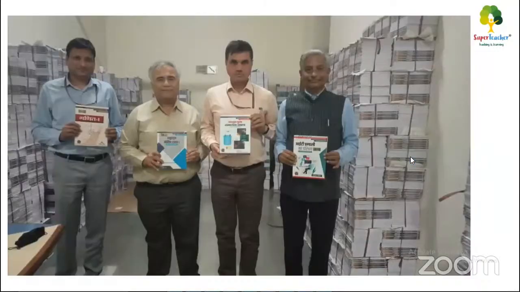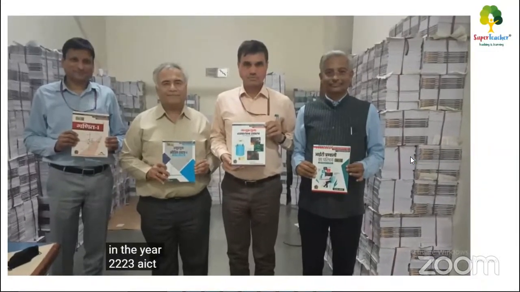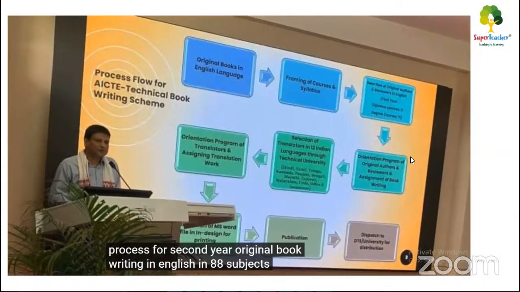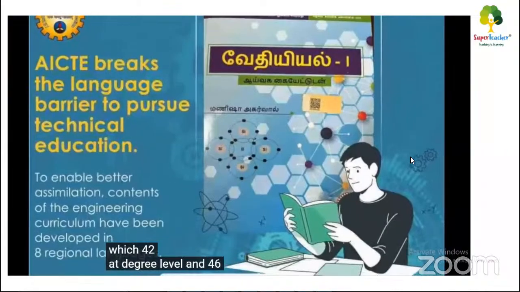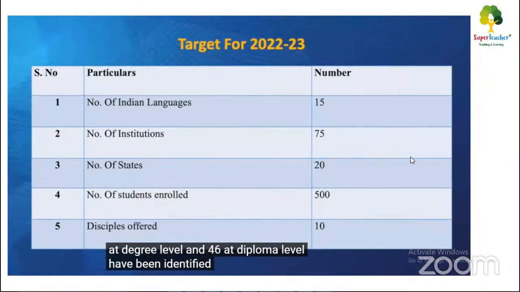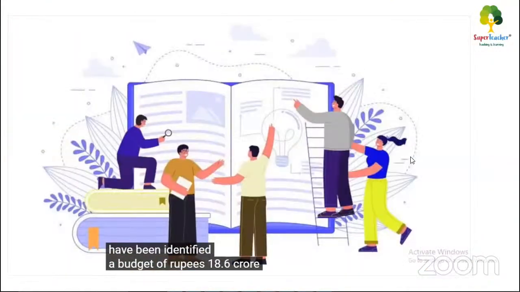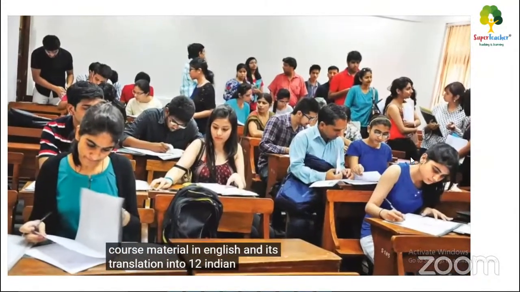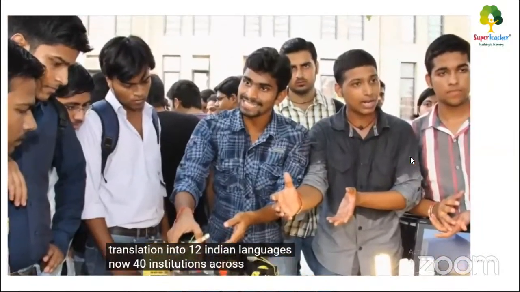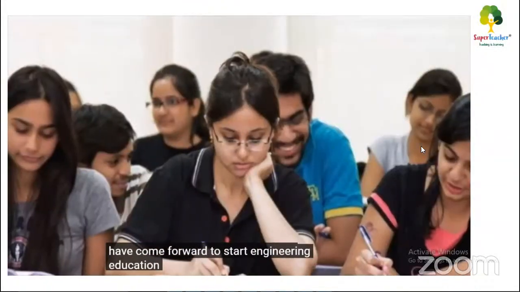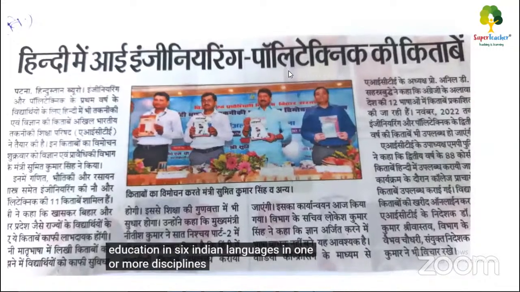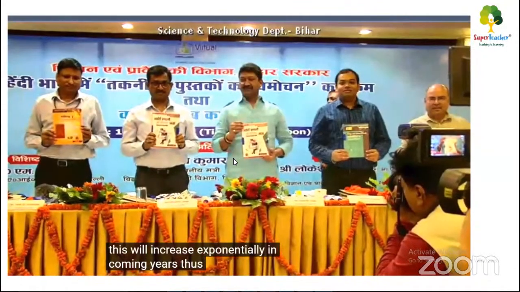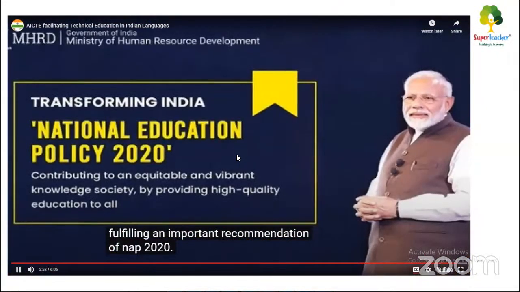In the year 22-23, AICTE has already initiated the process for second year original book writing in English in 88 subjects, out of which 42 at degree level and 46 at diploma level have been identified. A budget of rupees 18.6 crore has been earmarked for developing second year course material in English and its translation into 12 Indian languages. Now 40 institutions across 10 states have come forward to start engineering education in 6 Indian languages in one or more disciplines, and it is hoped that this will increase exponentially in coming years, thus fulfilling an important recommendation of NEP 2020.